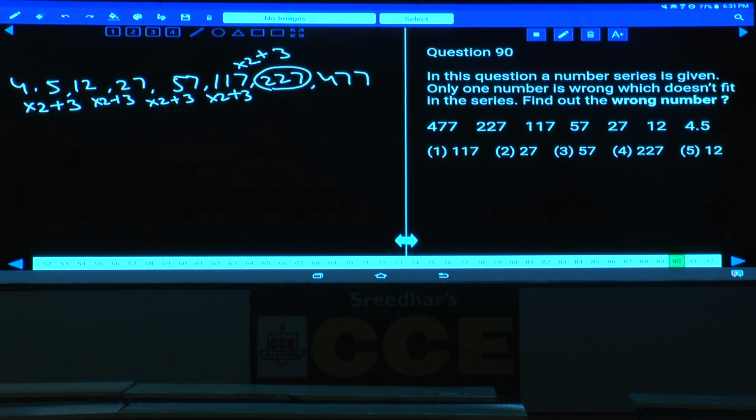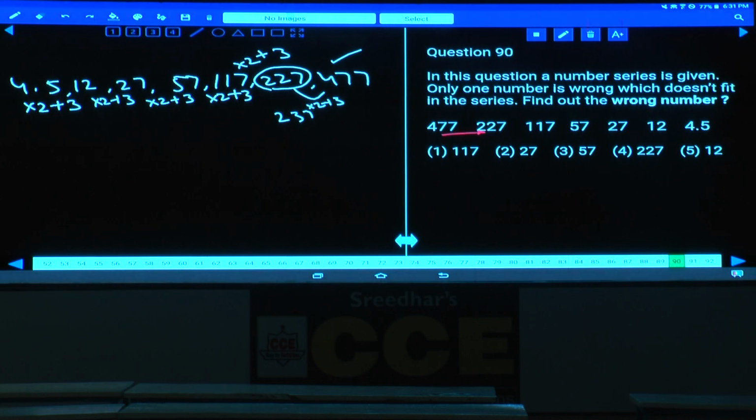And 227, 234 plus 3 is 237. And 237 into 2 plus 3 is 477, the correct number. What is the wrong number here? 227. Now if you have started from this, division. When compared with multiplication and division, multiplication is easier. Addition and subtraction, addition is easier.